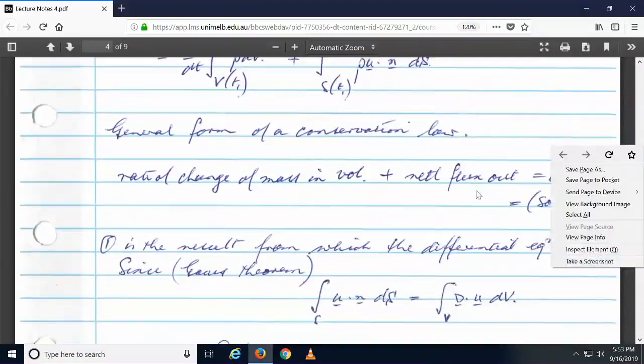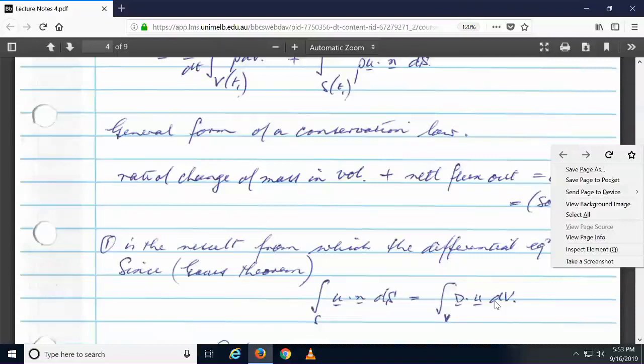Now, one more thing which will make this very familiar to all of you. The integral of u dot n dS is, by Gauss's theorem, the integral over the volume of the divergence of u dV.